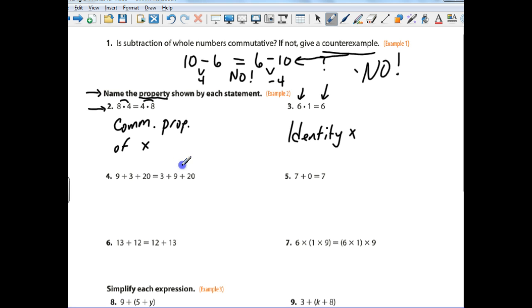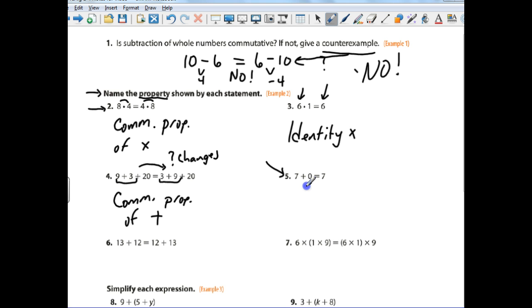Well, let's take a look at number 4. Notice what you're looking for here is you're asking yourself, what changes? Okay, what changes? And notice this right here and this right here. So the thing that changed was the order of the 3 and 9. And remember, it's the commutative property that tells us we can change the order and get the same answer. Now notice that's the commutative property of addition because it moved around the addition sign.